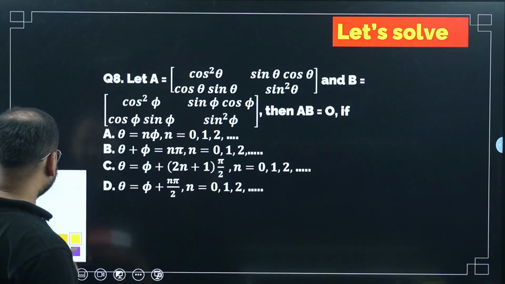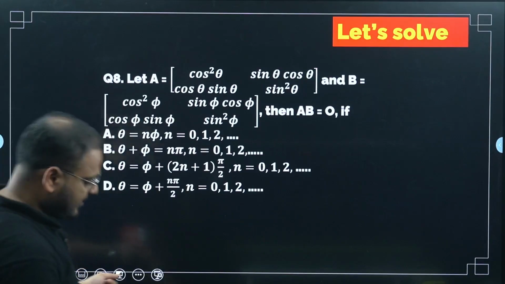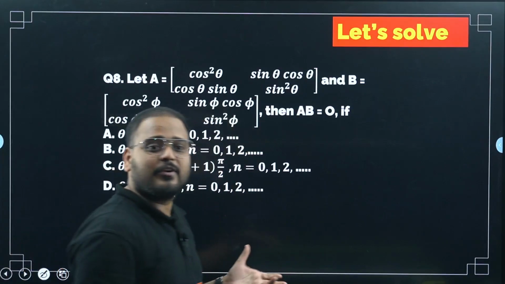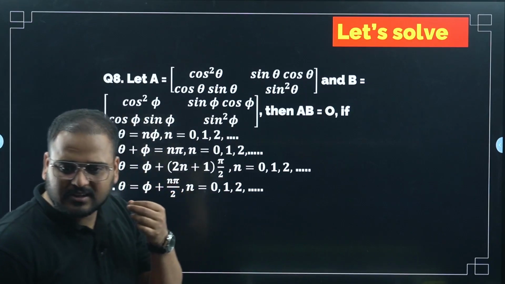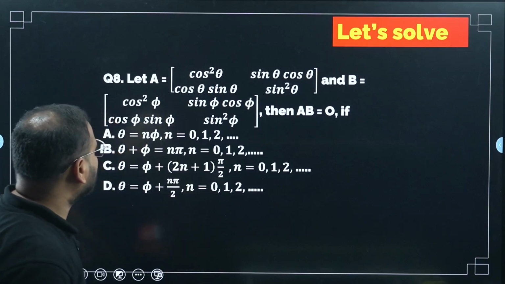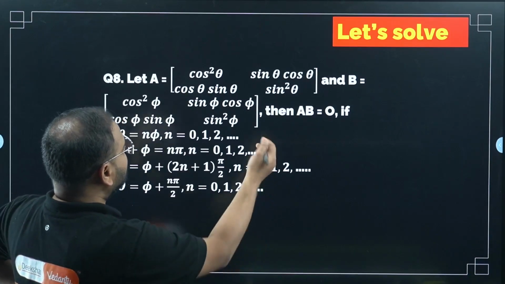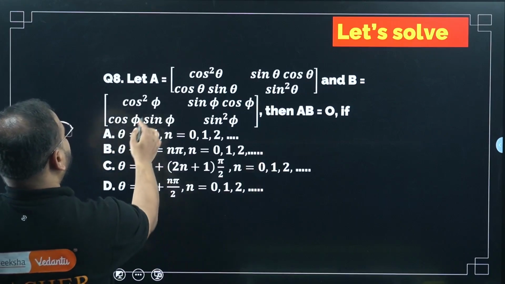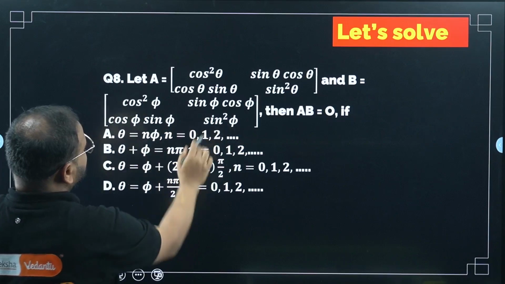Okay, moving on to this question. It looks complicated, but might be easier. We'll solve it to see. Matrix A is cos square theta, sin theta cos theta, cos theta sin theta, and sin square theta. And then B is given as cos square phi, sin phi cos phi, cos phi sin phi, sin square phi.